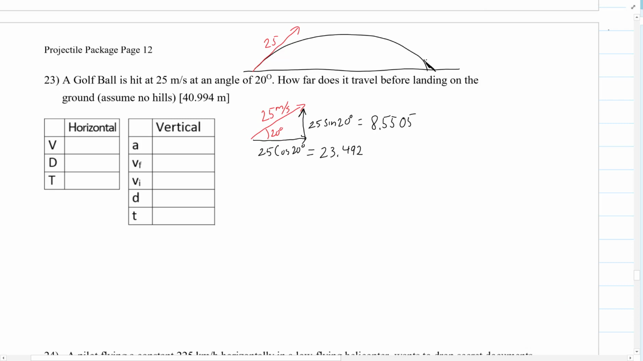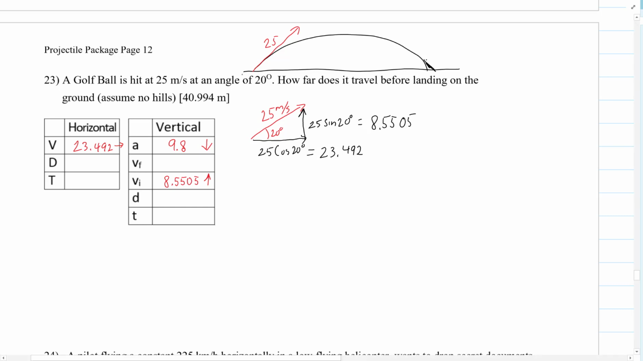Okay, so we now start filling in the tables because we have a lot of data. The gravity is down at 9.8. The initial velocity is 8.5505 up, and the horizontal speed is 23.4292. If you want, put it horizontal. Do we have any other pieces of information? We have actually, surprisingly, a couple more.